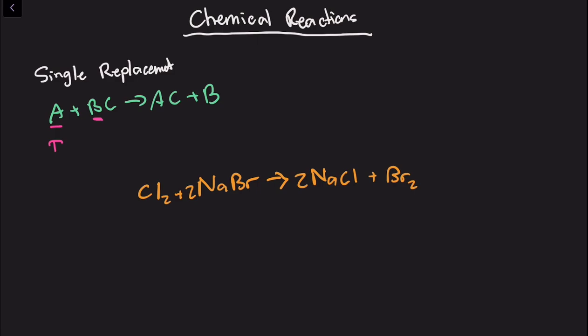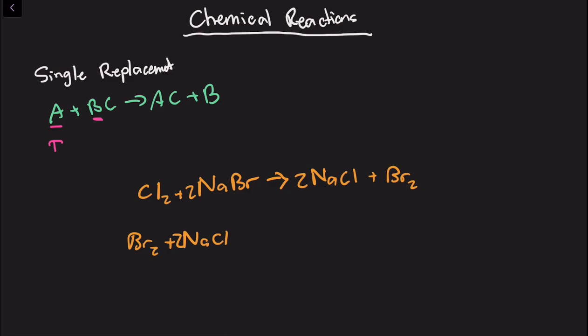Now again, if we wanted to go the other way, so we would have Br2 plus NaCl. This reaction won't go through because the bromine is less reactive than the chlorine. It won't be strong enough to force that single replacement reaction.